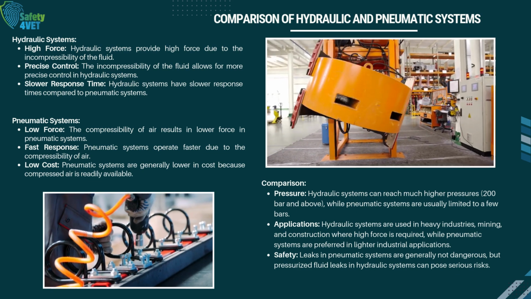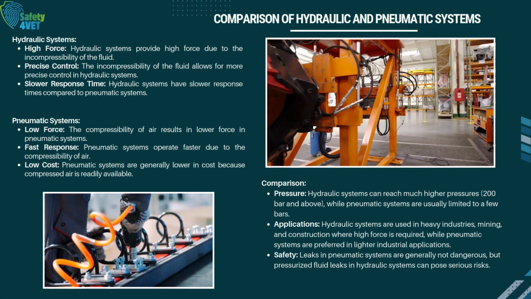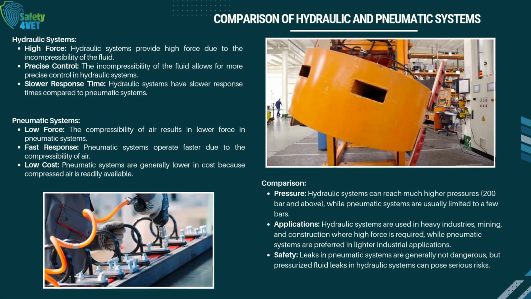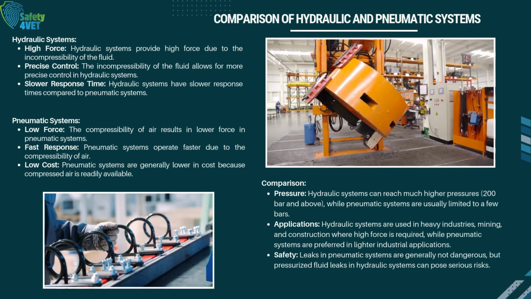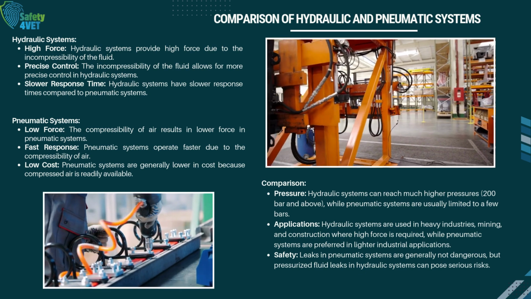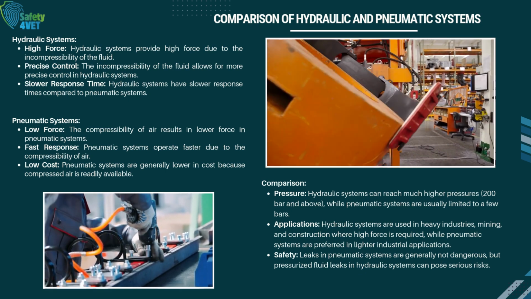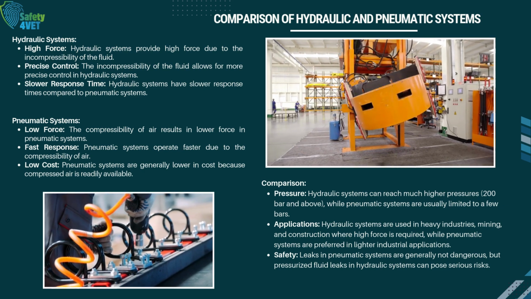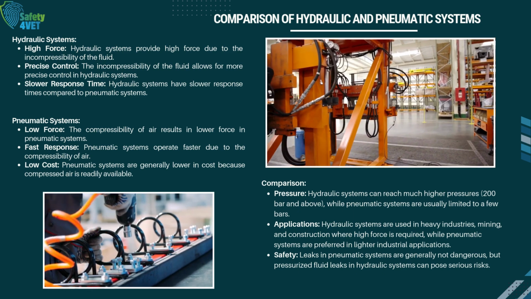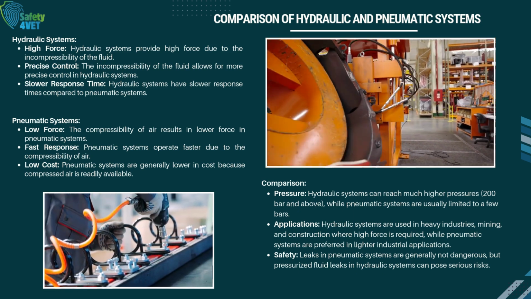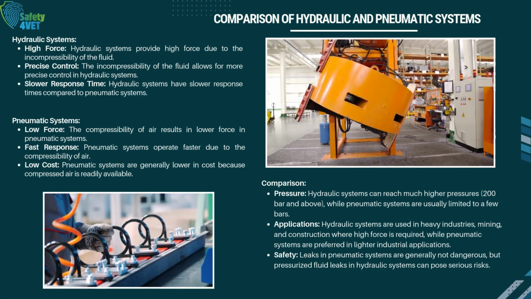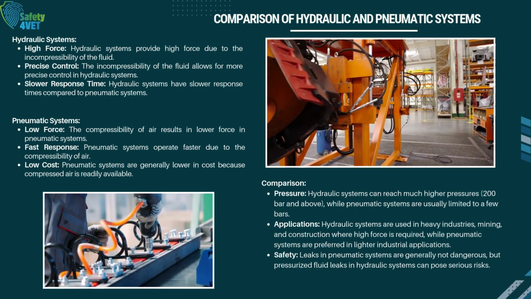The main differences between hydraulic and pneumatic systems are the power sources used and the force levels achieved. Hydraulic systems provide high force using incompressible fluid and offer precise control. However, they have slower response times. Pneumatic systems, on the other hand, provide lower force, but offer fast response times and lower costs due to the compressibility of air. Each system has its own advantages and disadvantages and should be chosen based on the application.